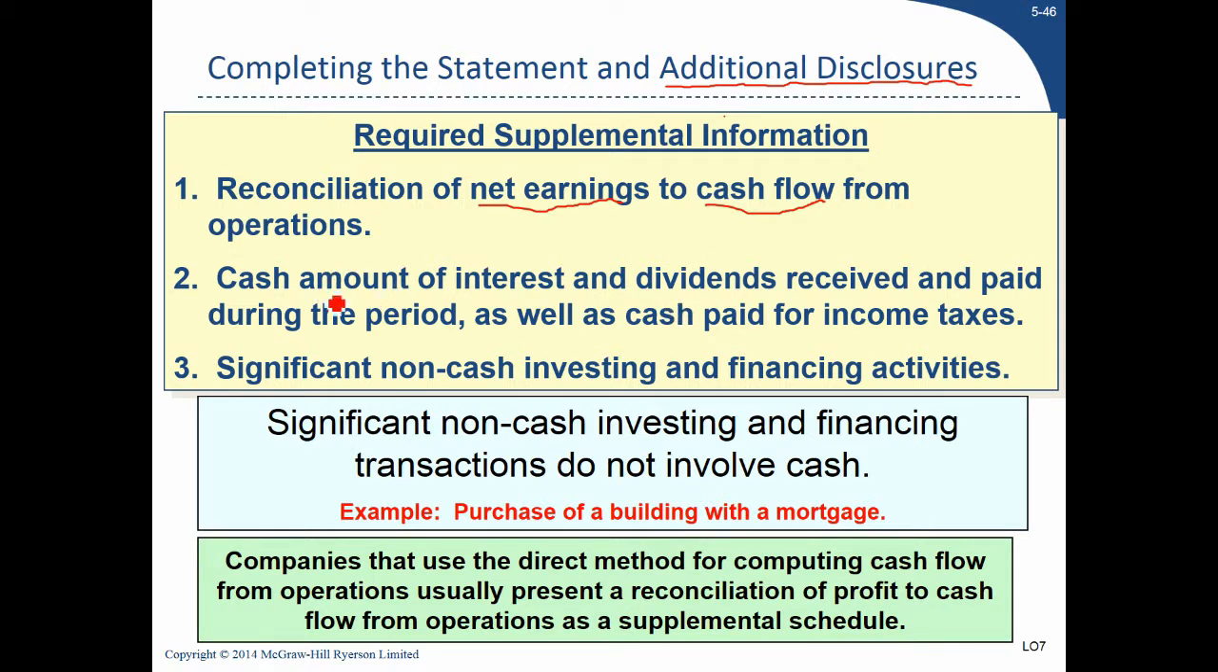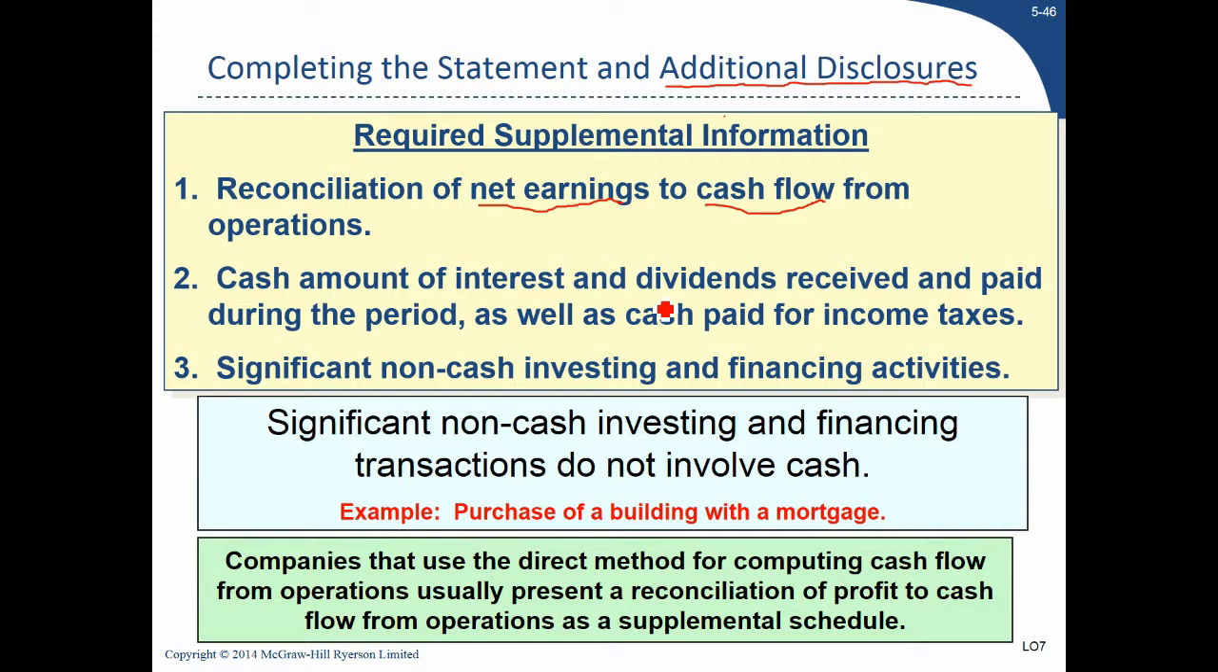You need to show the cash amount of interest and dividends received and paid, as well as cash paid for income taxes. What you'll often see is at the bottom of the statement of cash flows, there will be another line saying cash paid for interest during the year, cash received from dividends during the year. And significant non-cash investing and financing activities. What does that mean?